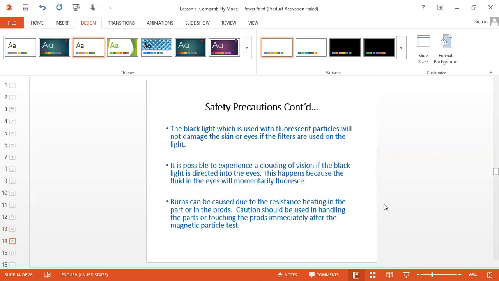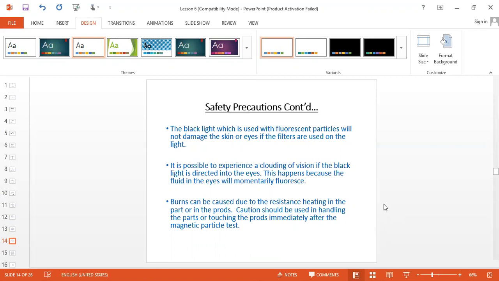Then, the black light, which is used with fluorescent particles, will not damage the skin or eye if the filters are used on the light. It is possible to experience a clouding of vision if the black light is directed into the eye. This happens because the fluid in the eye will momentarily fluoresce. That's why we can't focus the light on eyes.